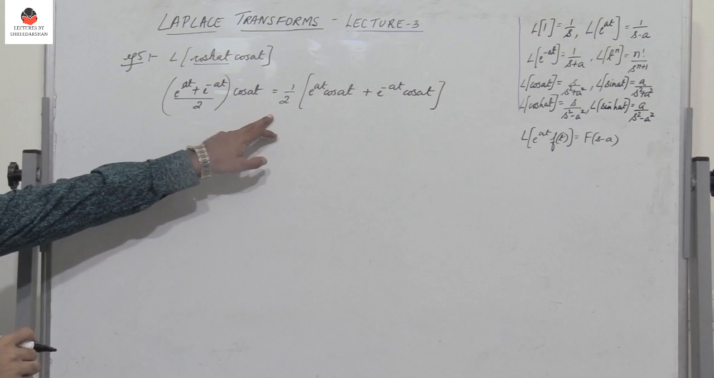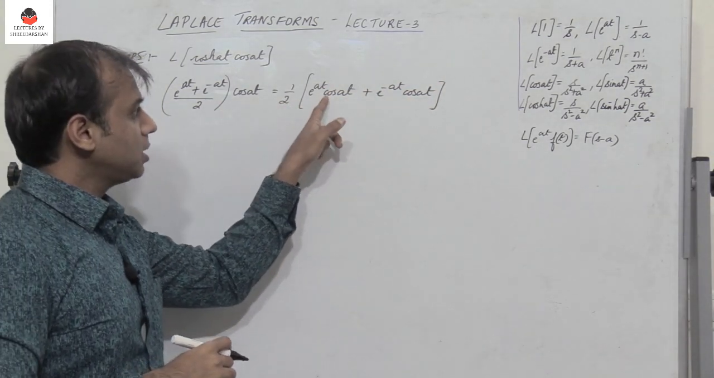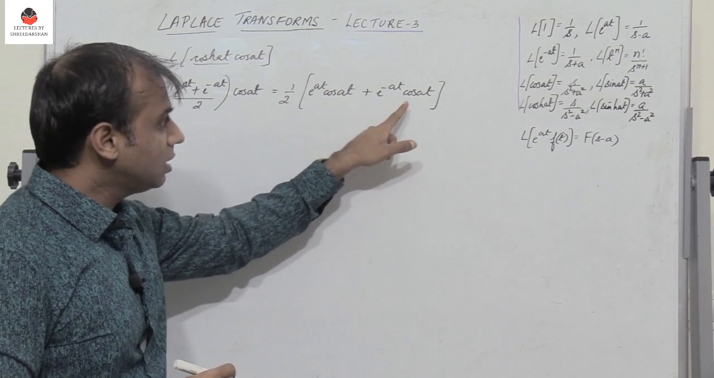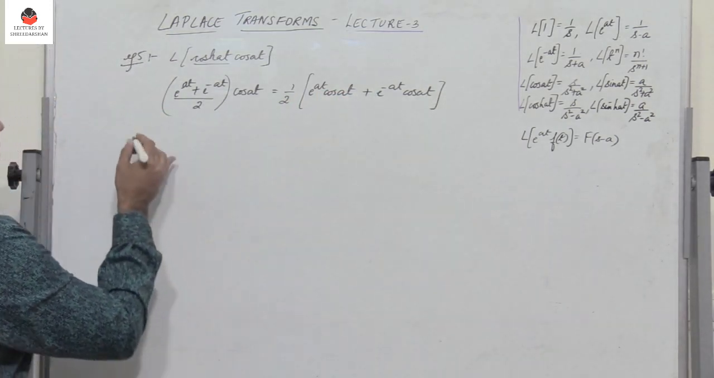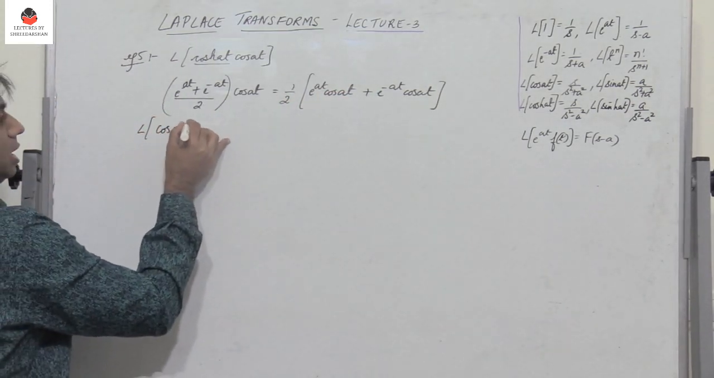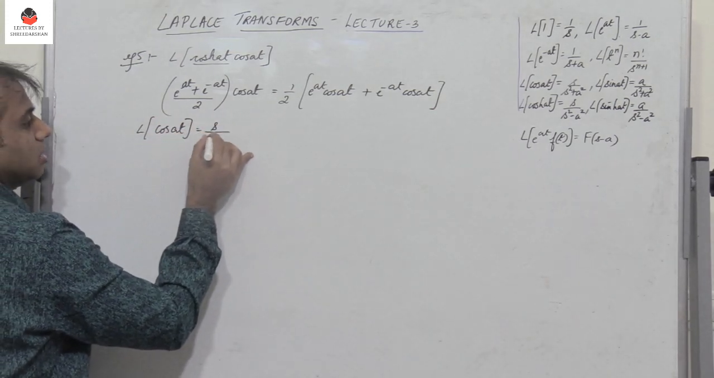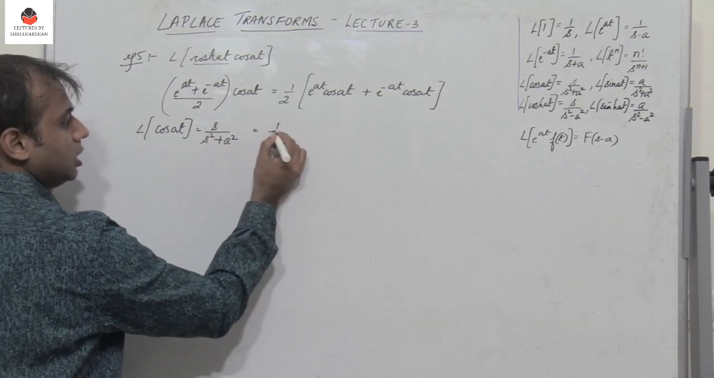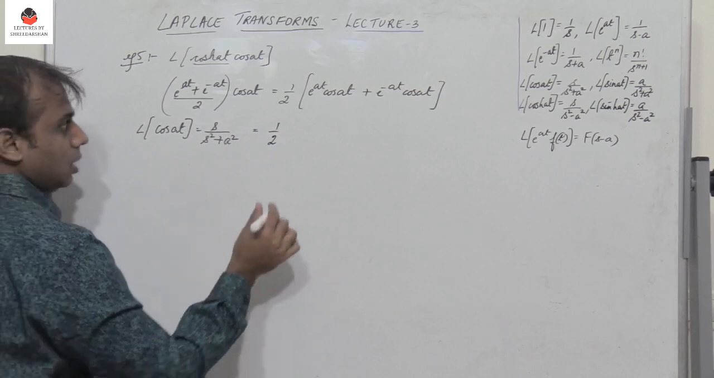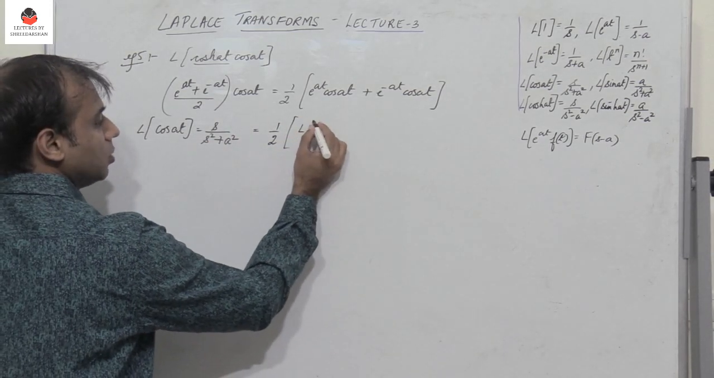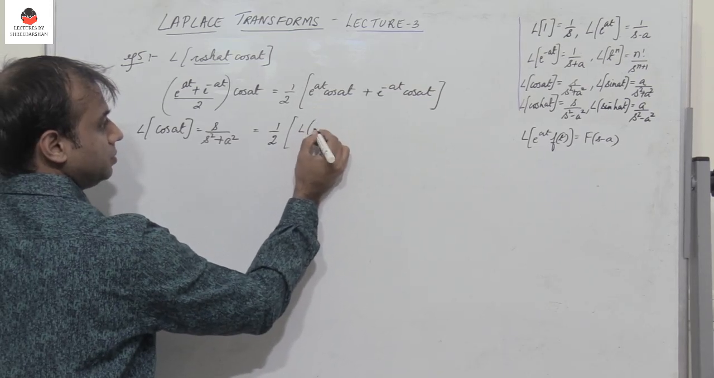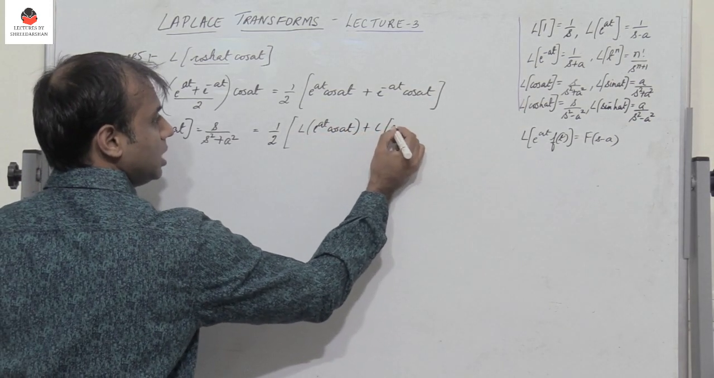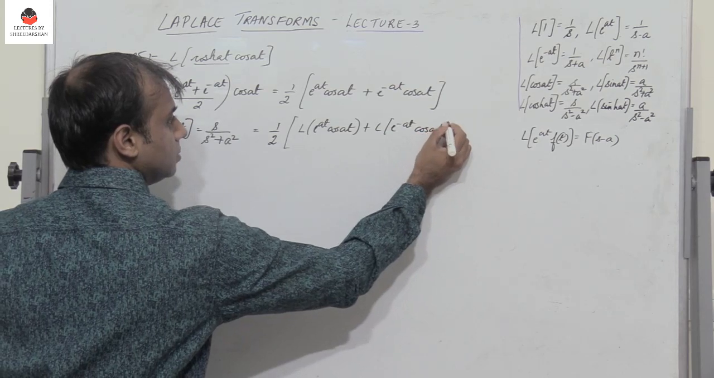So now if I have to find the Laplace transform of this expression, what do we do? Find the Laplace transform of cos at, and wherever s is there, replace it by s minus a here, and here replace s by s plus a. So we know that Laplace transform of cos at is s divided by s square plus a square. So here I have 1 by 2 into Laplace transform of e power at, that means e power at cos at, plus Laplace transform of e power minus at cos at.